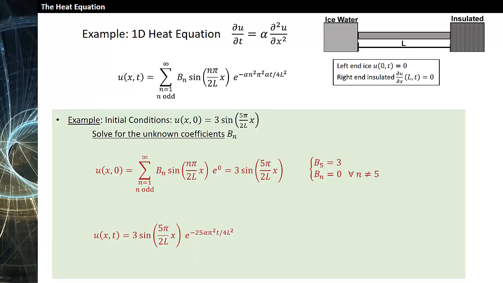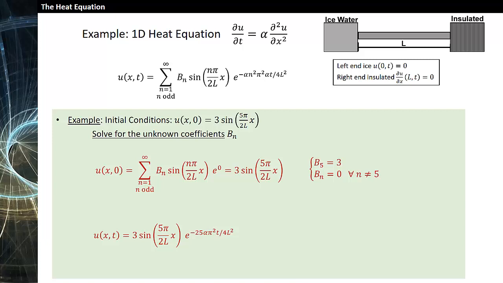So let's go back to our original question, which is to solve the 1D heat equation for these boundary conditions with the initial condition that the temperature at t equal to 0 is 3 sine of 5 pi over 2L times x. So we need to find the unknown coefficients, the b sub n's. So let's take our general solution and put t equal to 0. Well, we put t equal to 0, we get e to the 0. That's just 1. We still have our b sub n's and our sines.